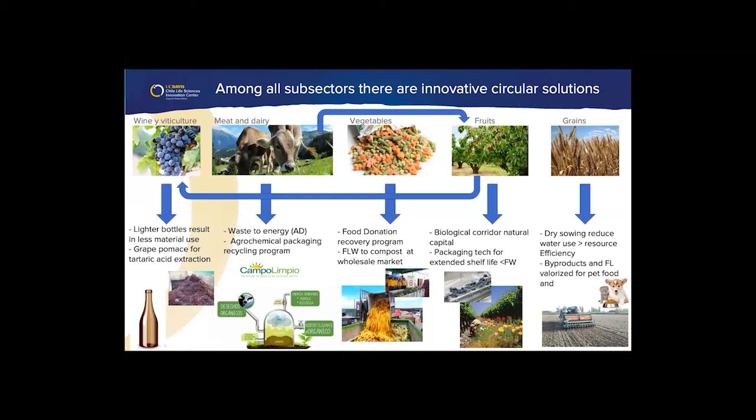And in the grains, we saw that from the producing, like in the farm stage, there are efforts to be more efficient in the resource utilization. And as I mentioned before, water scarcity and drought is one of the major issues here in Chile. So this dry sowing reduces 30% of the water use. So this is a great example of resource efficiency. And also they are using the byproducts of the grains to produce pet food.